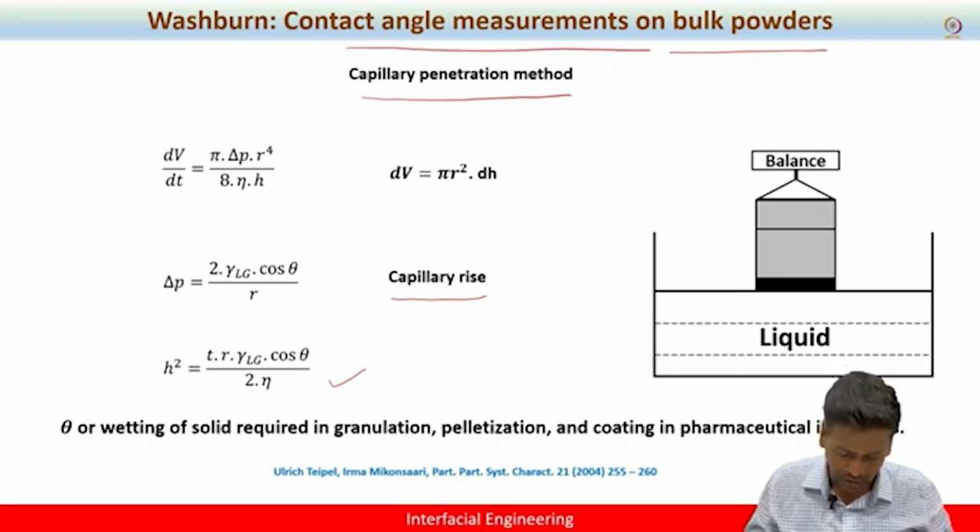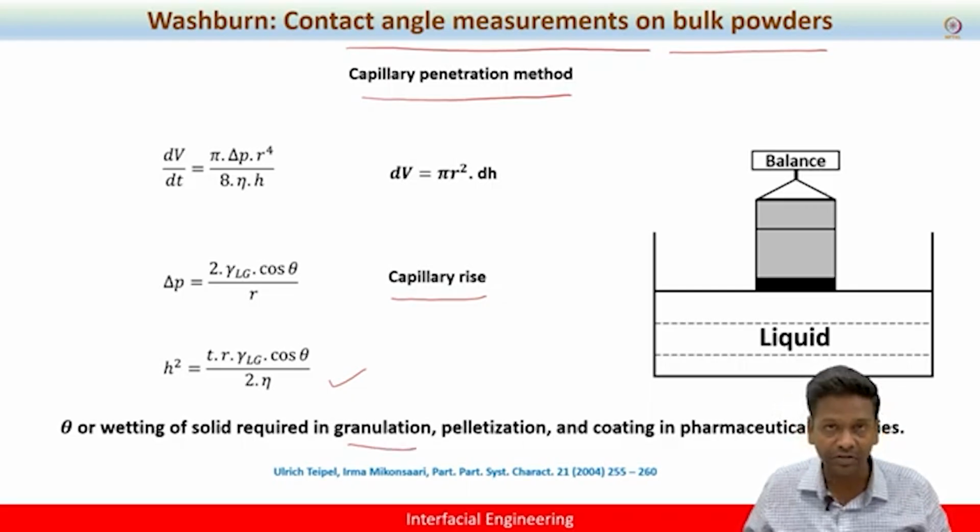So you can ask, where is this approach going to be really helpful? It is very important to know the wetting nature of the solid, especially when you deal with operations like granulation, pelletization. Sometimes if you deal with coating of tablets in pharmaceutical industries, the wetting or three-phase contact angle of the dry powder with the given liquid is very important, right? So one would use this approach in these applications.